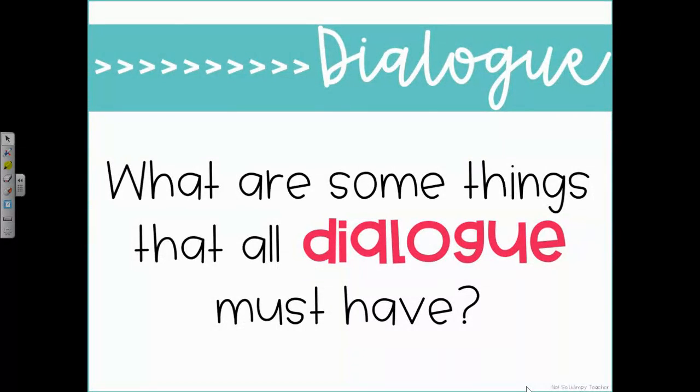So what are some things that all dialogue must have? If someone is speaking, you need to put quotation marks around the words that are being said. And depending on where it is, we also use commas, we can use periods, exclamation points, and question marks depending on the sentence.